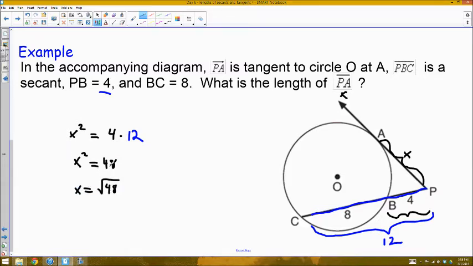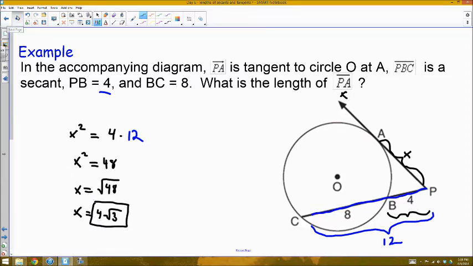Now, normally when we take square roots of both sides, we have to account for both the positive and negative solution, but since x represents the length here, it's not possible for it to be negative. What's left is I simply need to reduce this radical, which gives me 4 square root of 3. So the length of PA is 4 root 3.